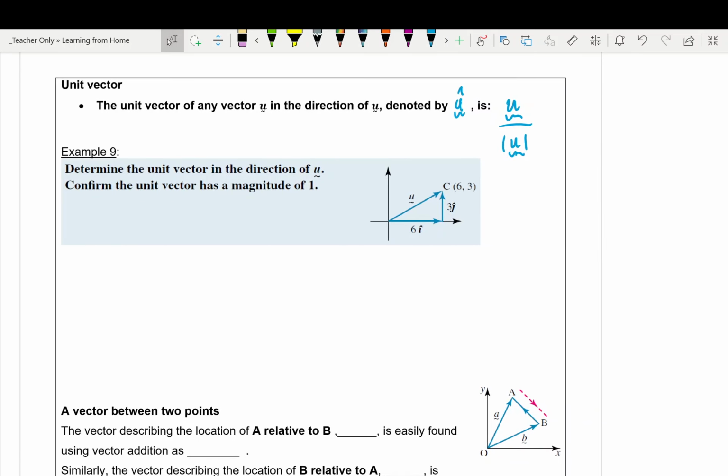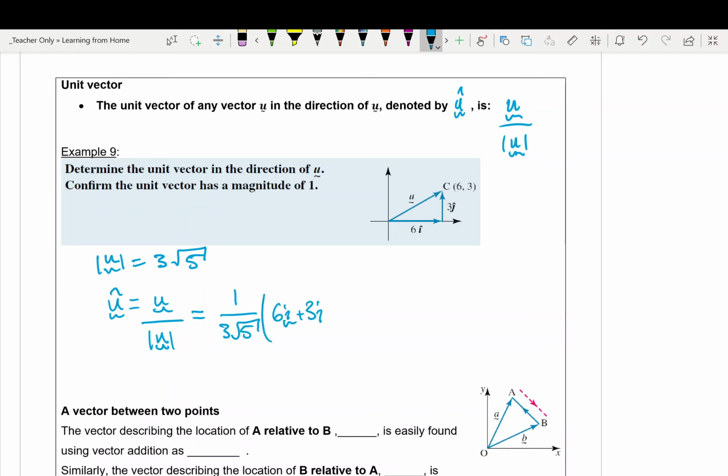So if we have the vector u here and we want to find the unit vector, we already know what the magnitude of this is from earlier. It's 3 root 5. So u hat is going to be u divided by the magnitude of u, which is equal to 1 over 3 root 5 times 6i plus 3j, which gives us 2 on root 5 i plus 1 on root 5 j.